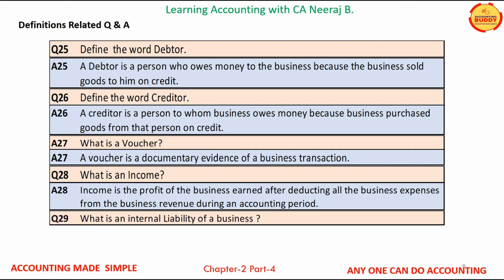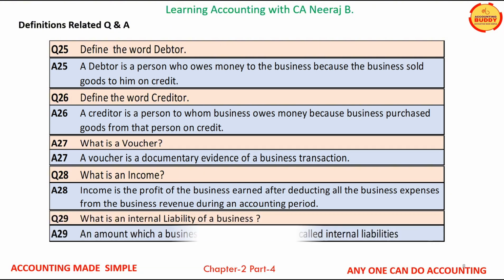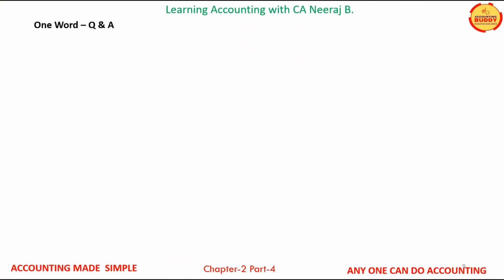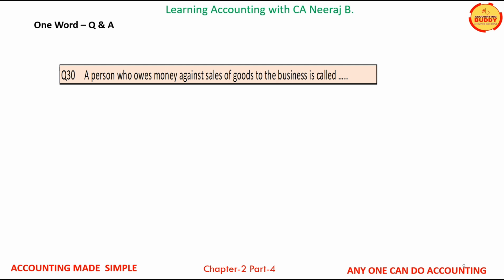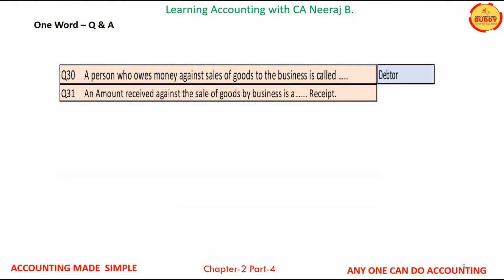Question number 29. What is an internal liability of a business? An amount which a business owes to its owners is called an internal liability. Let us now go through the one word question and answer section. Question number 30. A person who owes money against the sale of goods to the business is called a debtor. Question number 31. An amount received against the sale of goods by a business is a dash receipt. It is a revenue receipt.